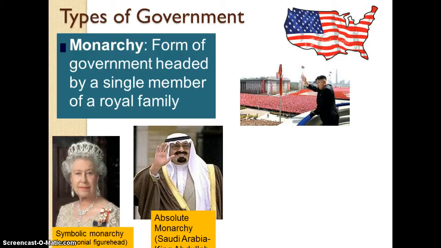whereas in other countries, very rare, but you do see absolute monarchy. So in the picture right here to the right of Queen Elizabeth, you have King Abdullah, who is the ruler of Saudi Arabia. So he was born into his position, and he has power over legislative powers, like he is able to enact and establish laws, etc.